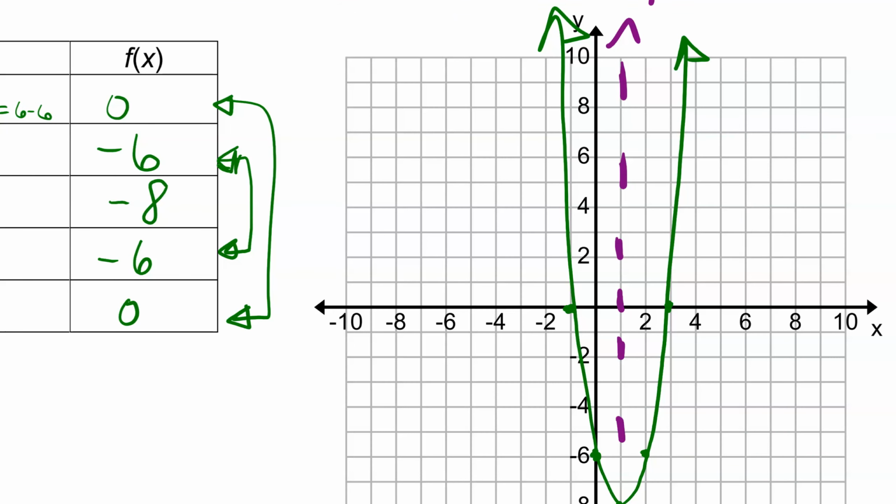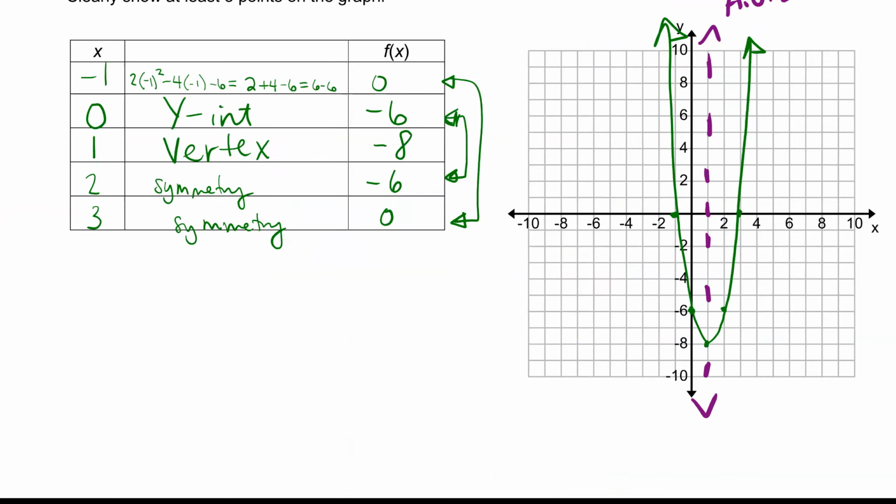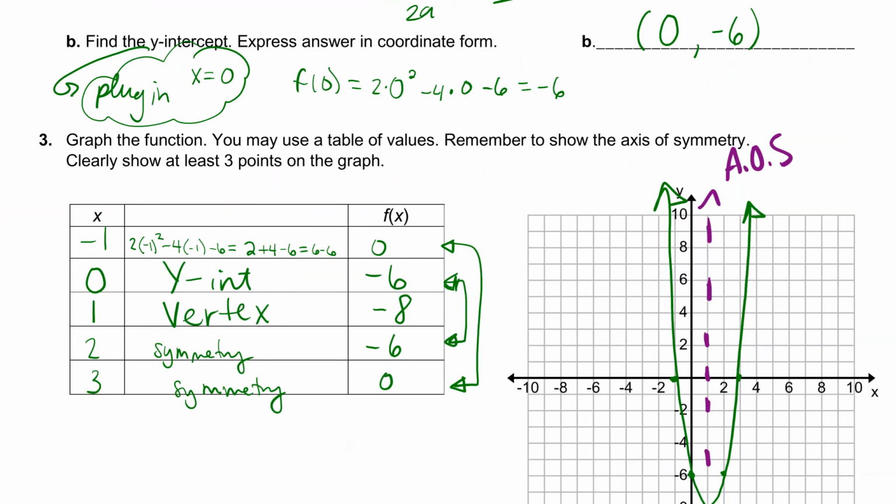So this part of the question, number 3, is probably worth like 5, 6 points, because of drawing the axis of symmetry and then all of your points. It's like 6 points. That's pretty dope. Pretty good. Okay. Do we have questions on this first page so far?